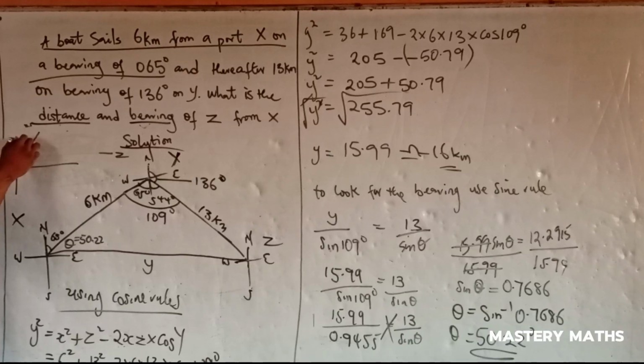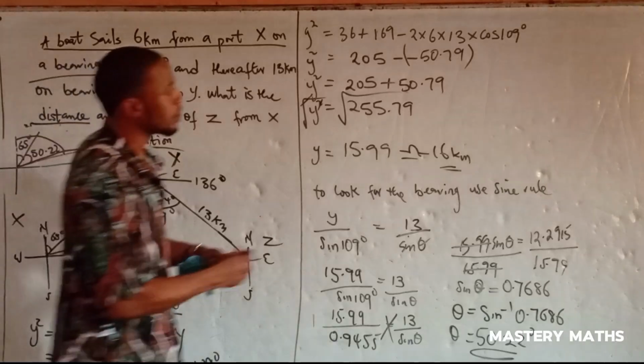From here is your 65. Now, from here we've gotten 50.22. To get the total bearing, you add from this 65 to the line that is touching, but this line is the line that touches your z. So you add 65 plus that 50.22. 65 plus 50.22 will give us our total bearing.